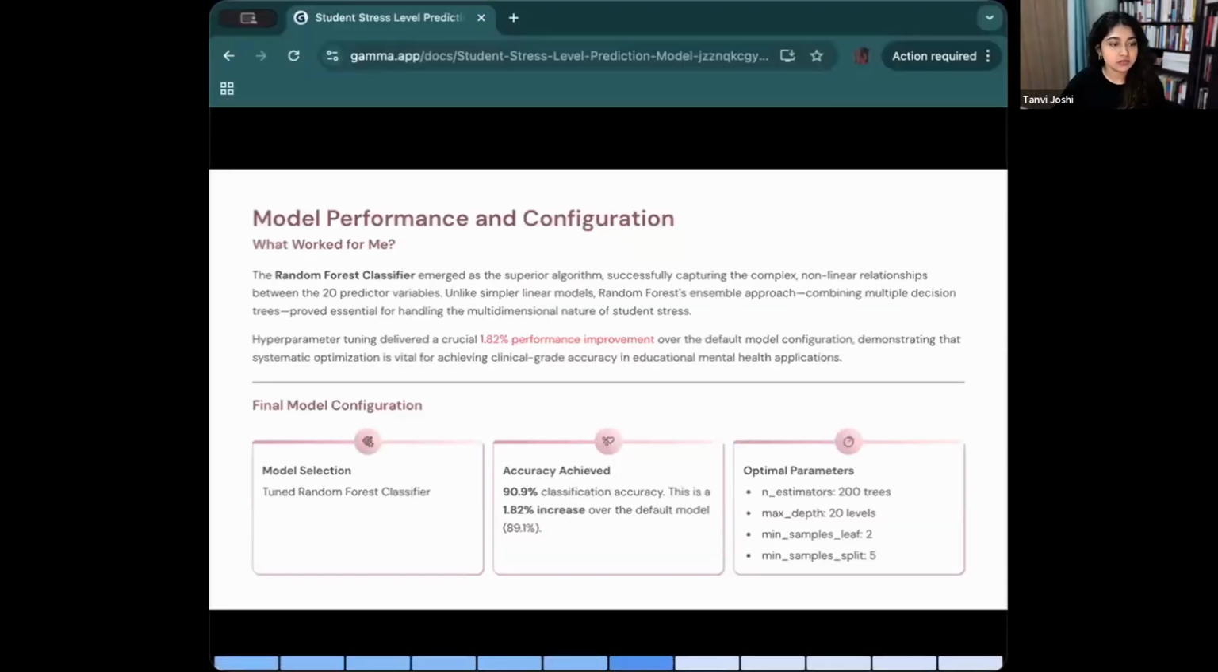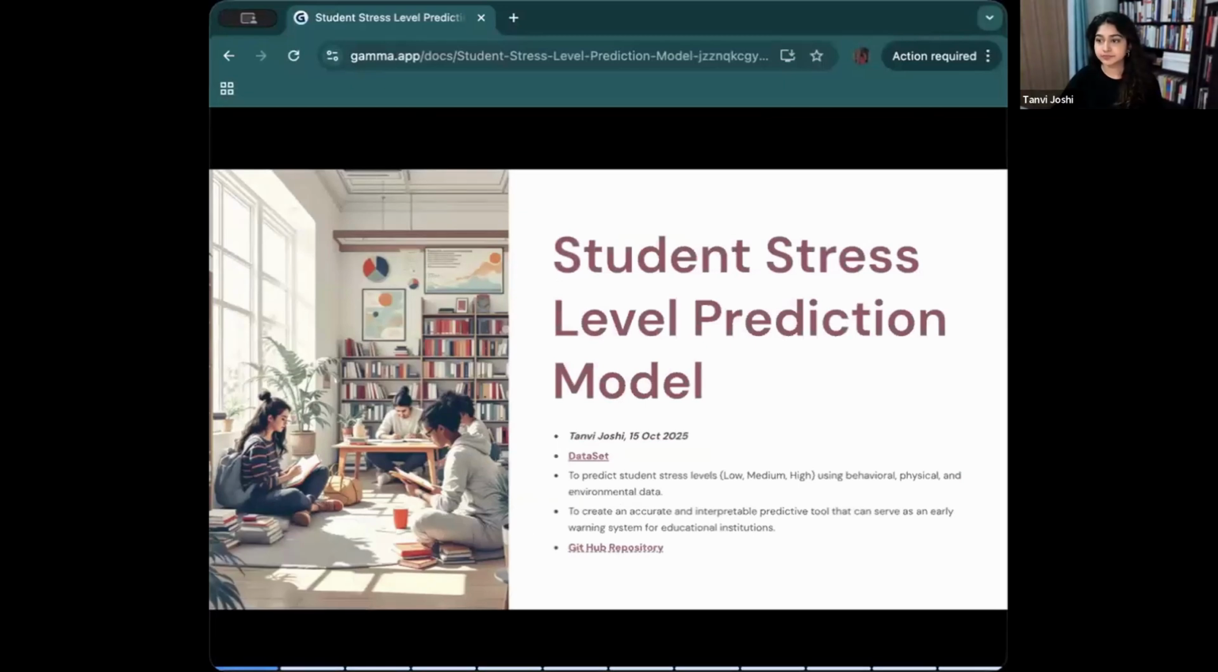Can you see my screen? Yes. Okay. All right.